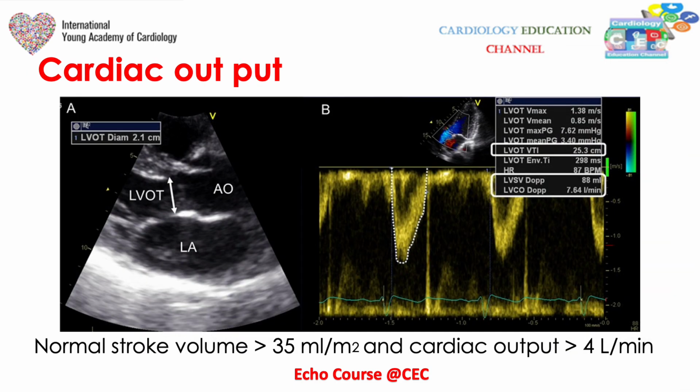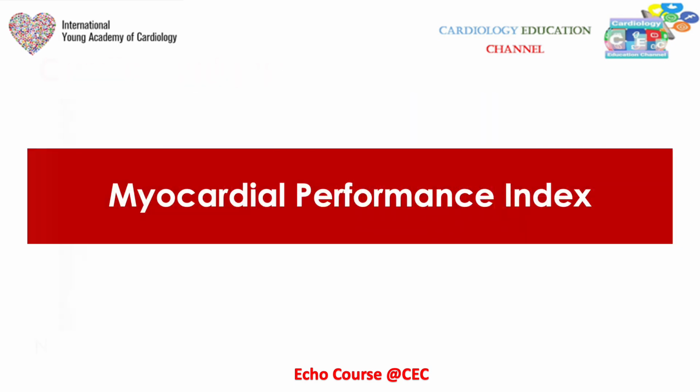So the normal stroke volume is above 35 mL per meter squared, and the cardiac output is more than 4 L per minute. It's common that you should index the stroke volume to the body surface area. So an indexed stroke volume of more than 35 mL per meter squared is considered normal.